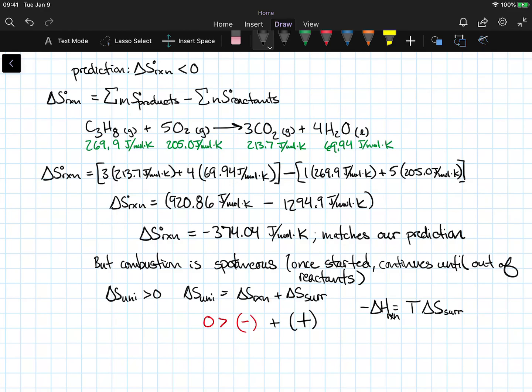So despite the fact that this reaction has a negative entropy of reaction, the surroundings are gaining entropy because the reaction is losing heat to the surroundings. So the surroundings are gaining heat, they're increasing in temperature, so that is an increase in entropy. So even though this has a negative entropy of reaction, the entropy gained by the surroundings from this exothermic reaction is more than enough to make up for that, and this process continues spontaneously. It just goes and goes and goes until you run out of propane. All right, that's all we wanted to talk about with that.